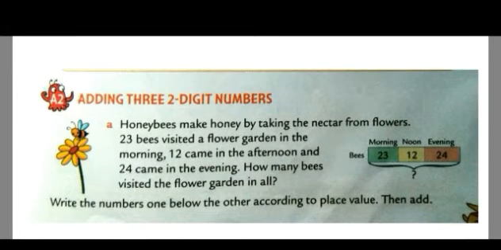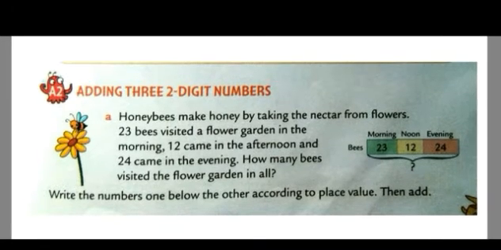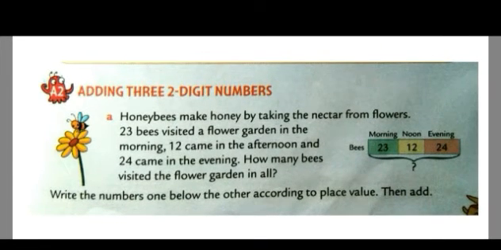Now, see the question given here. Honeybees make honey by taking the nectar from flowers. 23 bees visited a flower garden in the morning, 12 came in the afternoon, and 24 came in the evening. How many bees visited the flower garden in all? Scholars, before doing the sum, first we need to understand this.